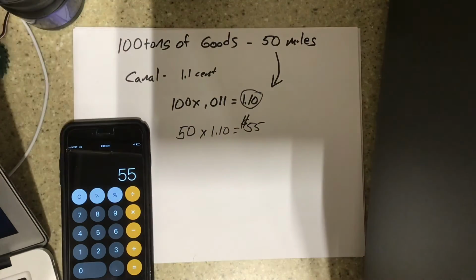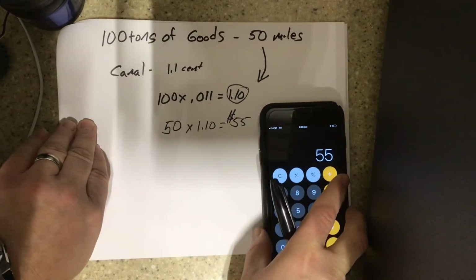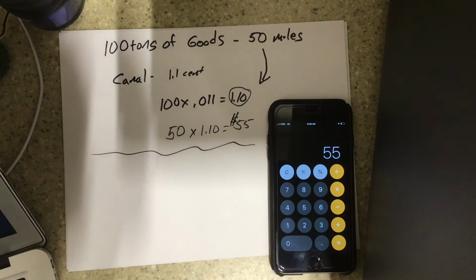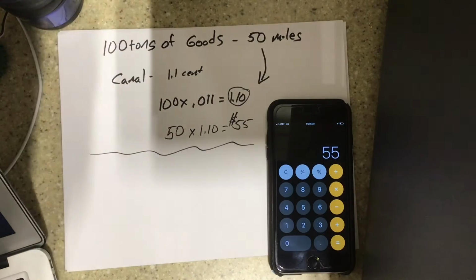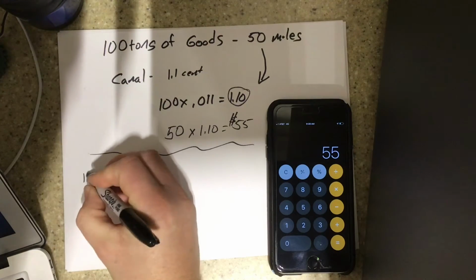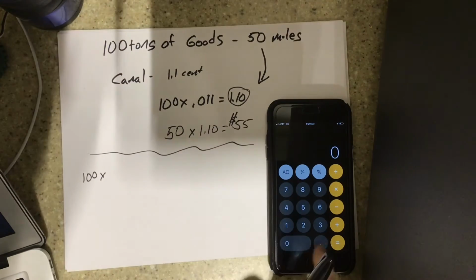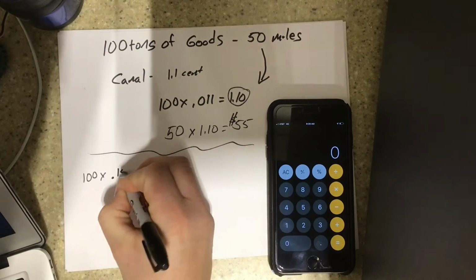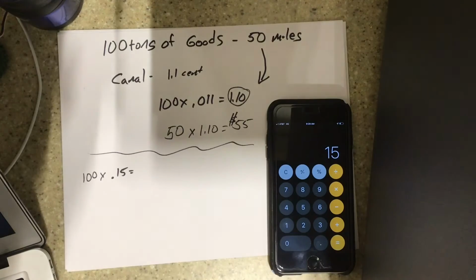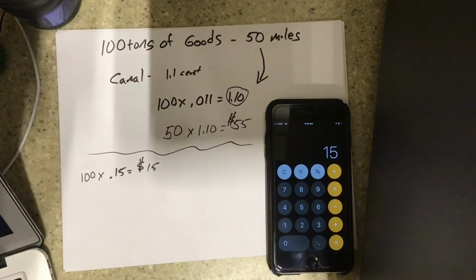$55, right? Let's imagine we're doing the exact same thing in a covered wagon. So we're going to take 100 tons by covered wagon. Covered wagon costs 15 cents per mile. Or sorry, 15 cents per ton per mile. So let's factor it for just 1 mile. We're going to take 100 tons times 15 cents. So 100 times 0.15 equals $15. So it's going to cost me $15 for 100 tons per mile, right?